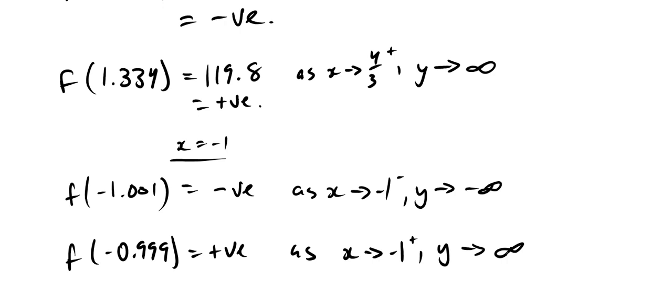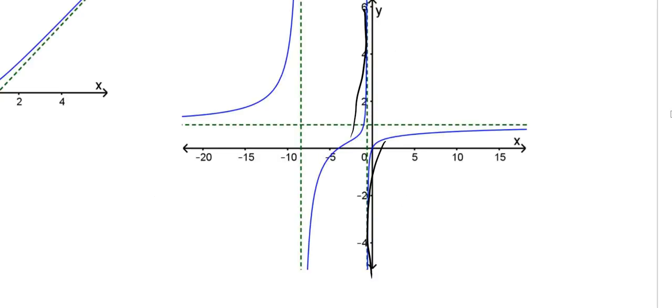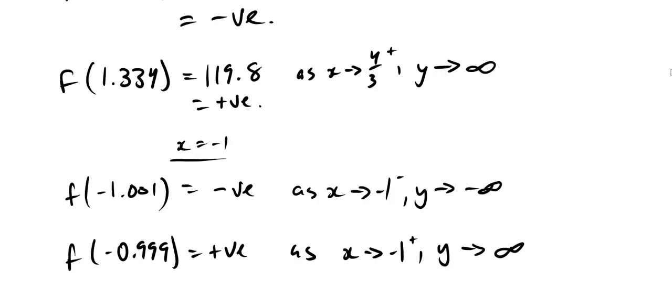For vertical asymptotes, when I'm really close, let's go back and look at this again. When you're really close, you're really far positive or really far negative for a vertical asymptote. So that's the behavior we're looking for. That's what the values we're expecting to get. Okay?